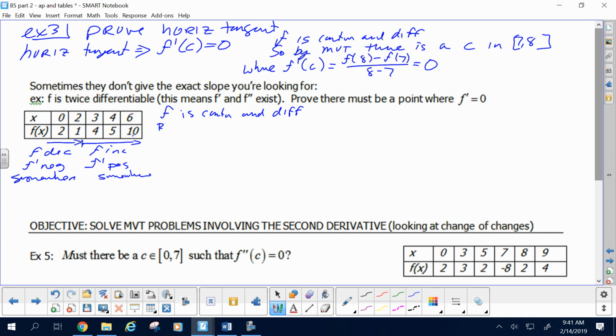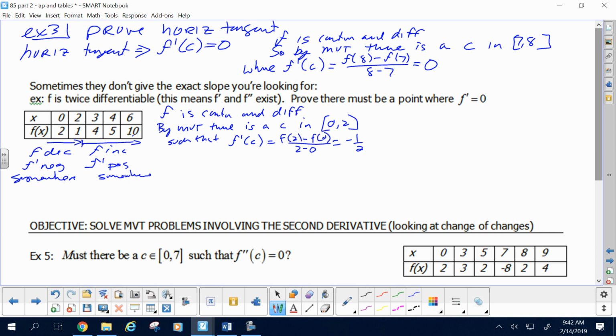So by MVT, there is a C in, let's go in 0 to 2, such that f prime at that C is f at 2 minus f at 0 over 2 minus 0, and how does that pan out? What is the slope there on that 2-point interval? Negative 1/2. You see where we're coming from?